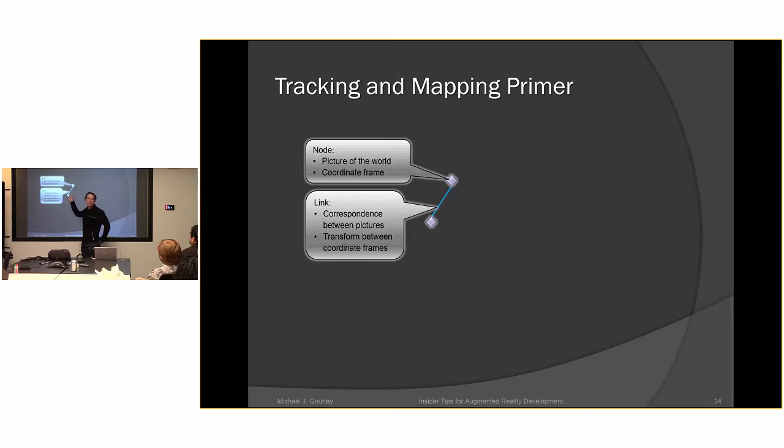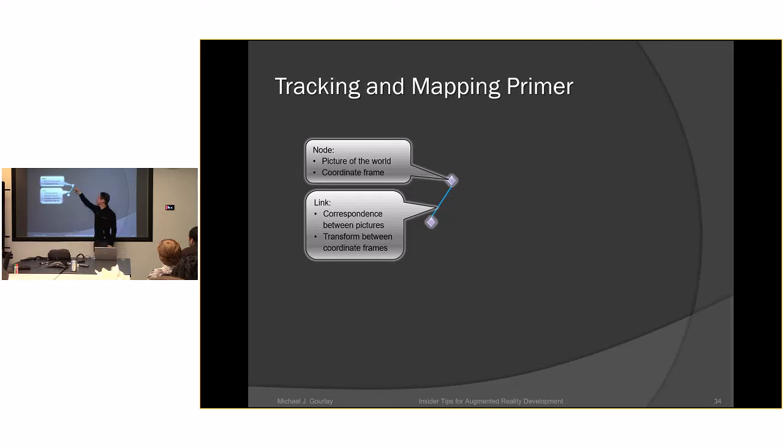there's another node that shows up in the graph, and again, that picture will have its own coordinate frame. And if these two pictures have something visual in common, then it will be possible to determine the relationship between these two. And again, there are going to be two levels of meaning. One aspect of that relationship is what I'll call correspondences, meaning something visual that is in common. And the second part is the transform between coordinate frames.